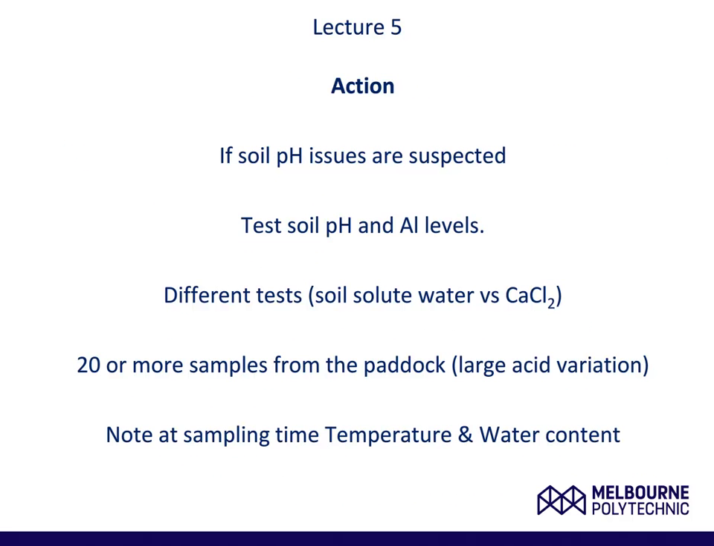So what is the action that you should undertake? Well, if you suspect soil pH issues, the first thing to do is to conduct soil pH tests and aluminium level tests. Remember that soil acidity varies greatly due to rain and temperature over the season. So when you are conducting your soil samples, not only should you take a close note of the climate and conditions when you take the samples, but also that you can compare these conditions at similar times.